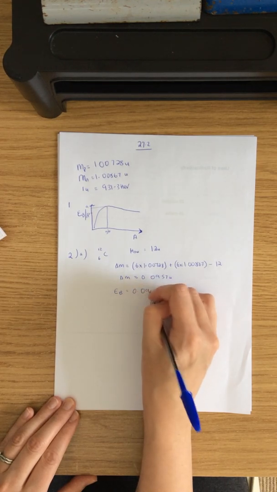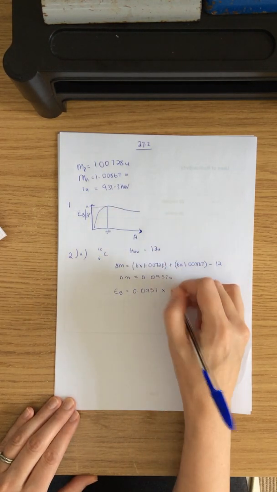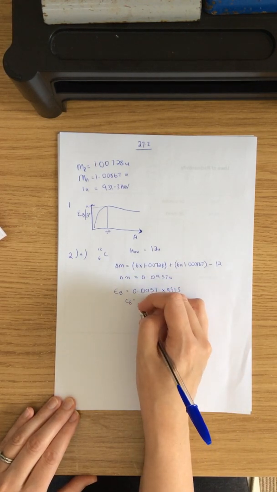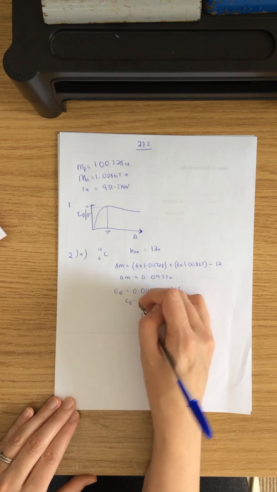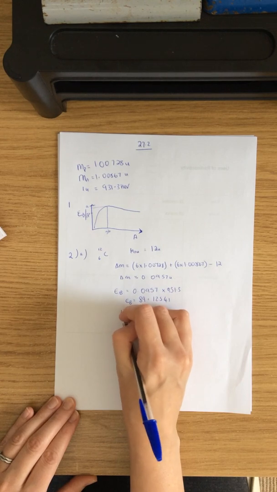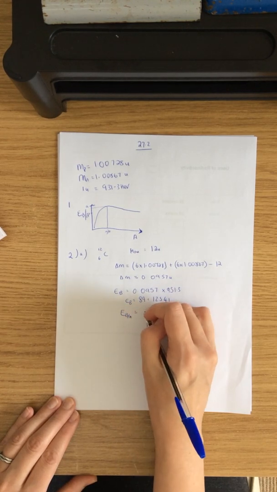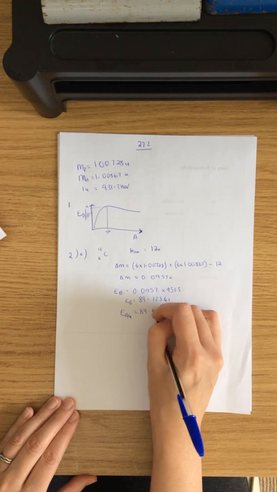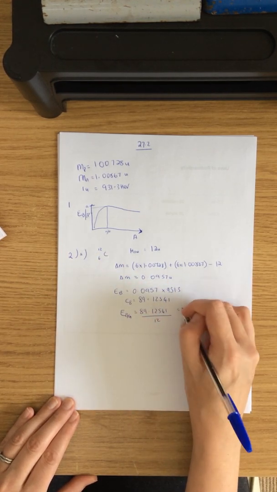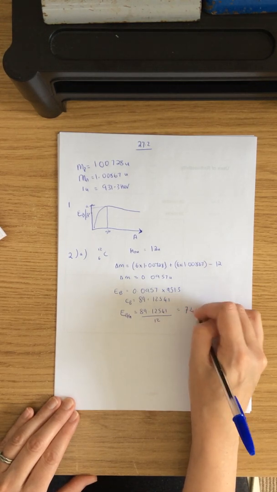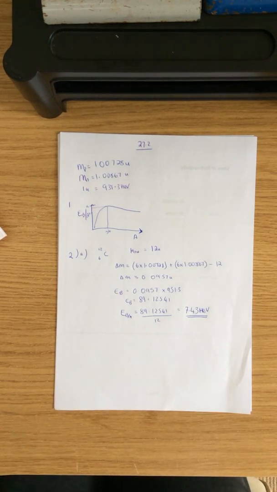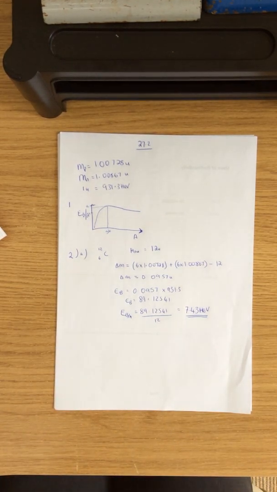Then we're going to calculate the total binding energy. So we calculate that mass difference multiplied by 931.3, which gives you a binding energy of 89.12541. We then want the binding energy per nucleon, so divide 89.12541 by the number of nucleons, which is 12, and you get an answer of 7.43 megaelectron volts. So that's your answer to question 2A.